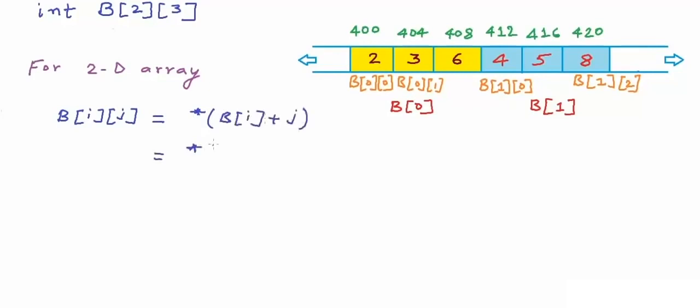And once again, Bi can be written as *(B + i). So these three expressions are the same. I would recommend trying all of this in real code.